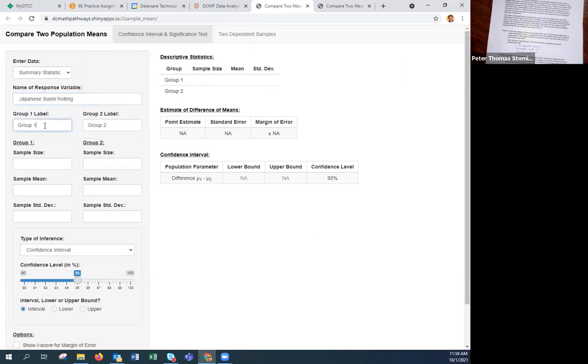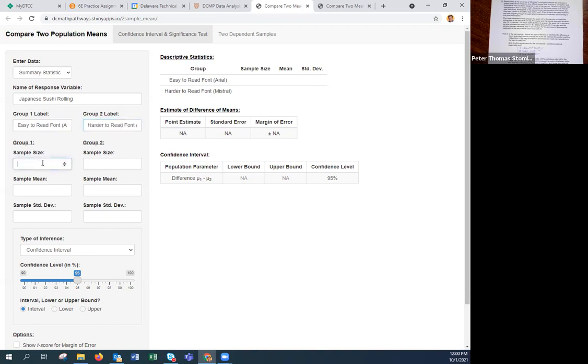Okay. Group 1, the label will say this is the easy to read font. And group 2 is the harder to read font. If you want to, you could say Arial and Mistral. So Arial and Mistral.